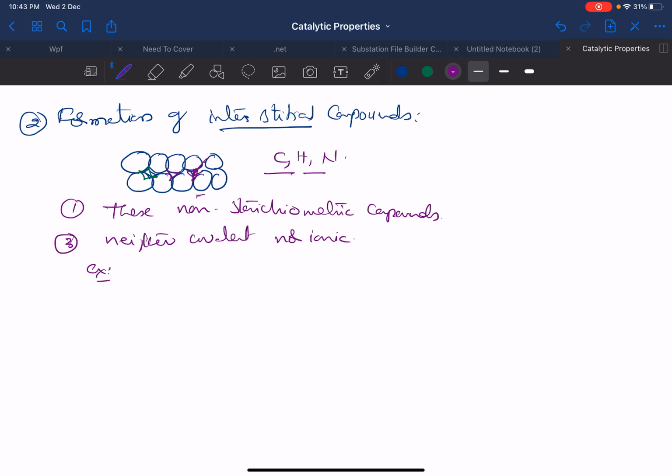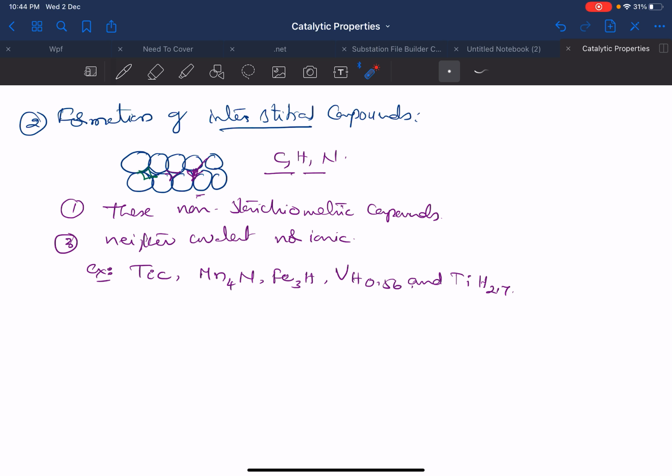Examples, the best examples for the interstitial compounds, are titanium carbide TiC, manganese nitride Mn4N, iron hydride Fe3H, vanadium hydride VH0.56, and titanium hydride TiH2.7. So here the 0.56 and 2.7 are fractional values.